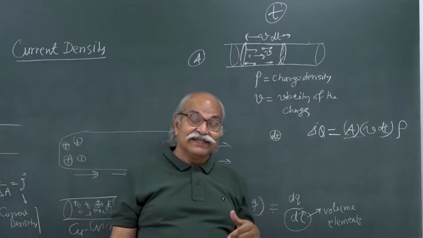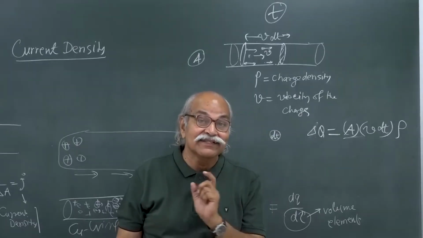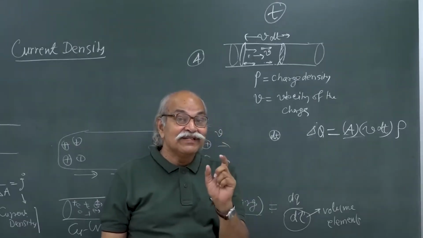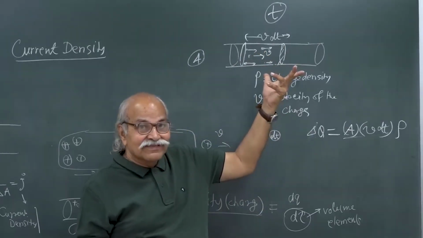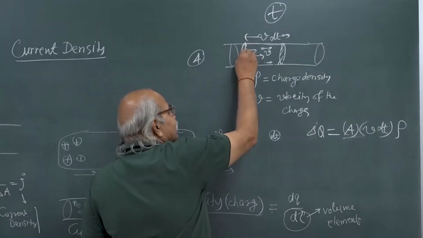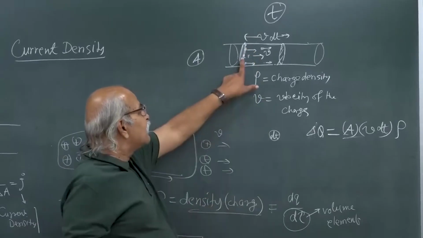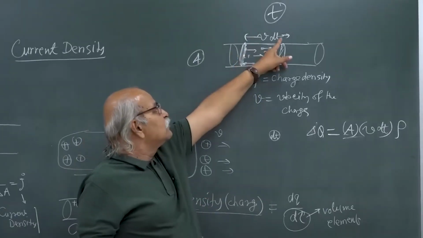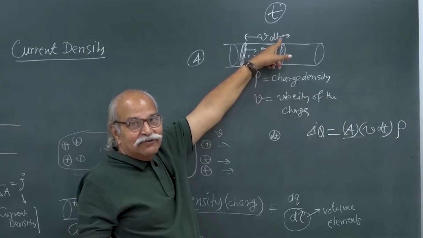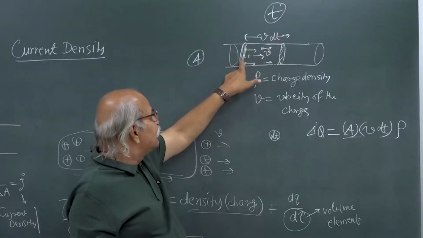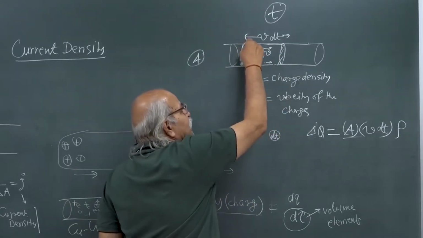Now think what happens in the next time interval dt. In the next time interval dt, which charge is where? So look at these charges which are right here on this cross section. How much distance will they travel? They will travel v into dt distance, because v is the velocity, dt is the time I am allowing. So each of these charges will come here.